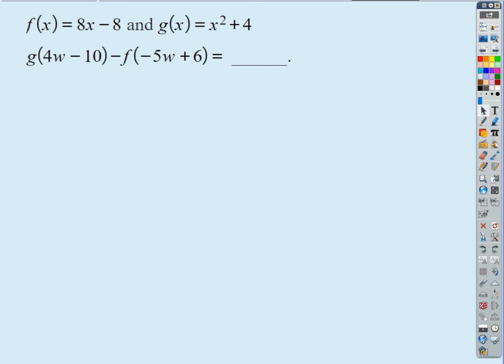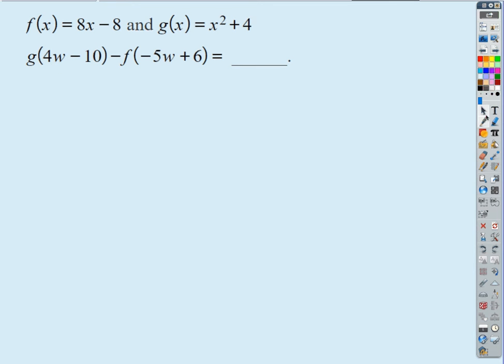So this would be sort of a complex evaluation problem, right? We got a lot of stuff going on. We want to evaluate this expression, g of the quantity 4w minus 10 minus f of the quantity negative 5w plus 6. Okay? So what's that mean then?